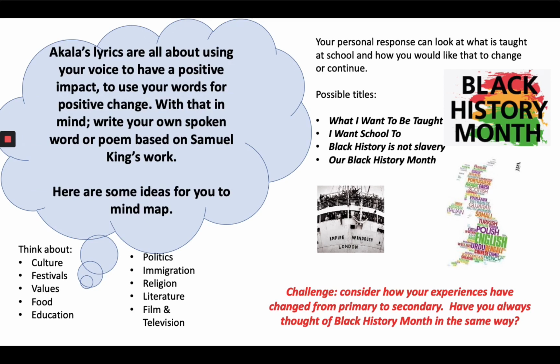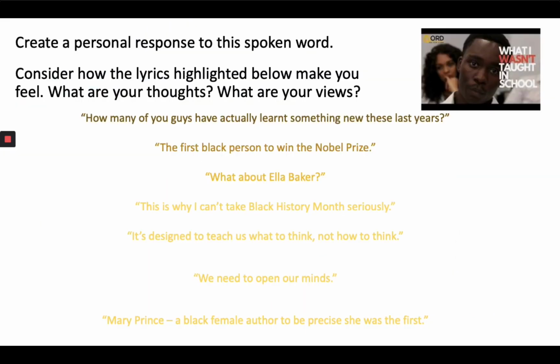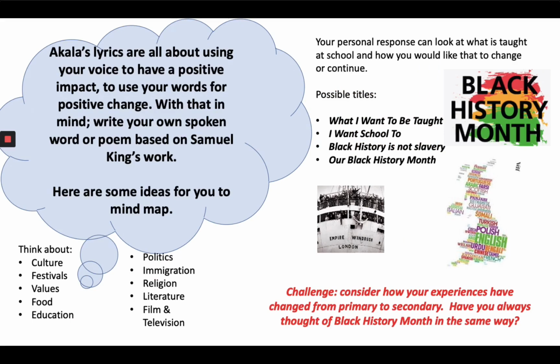With that in mind, and thinking about the spoken word that you've just listened to, write your own spoken word or poem based on Samuel King's work. So you're going to base it on the ideas that you've just done on the previous page, thinking about your voice and what your message is and what you would like to see reflected in school. Okay, so your personal response can look at what is taught at school and how you would like that to change, or how you would like it to continue, or how you would like it to be enriched.